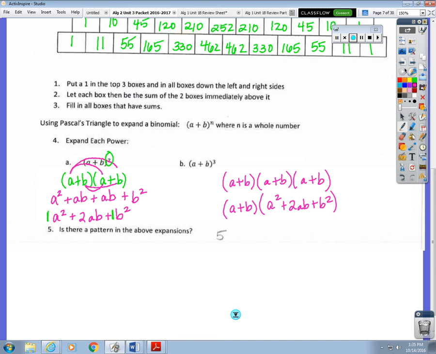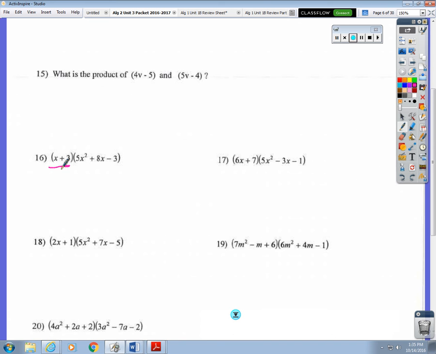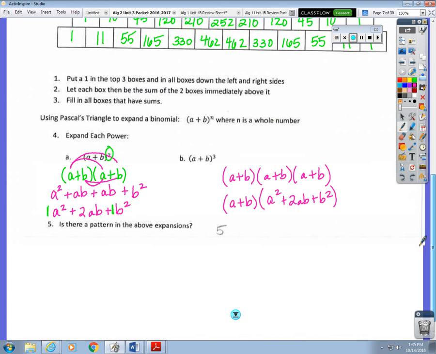Think back to what you did yesterday. Remember yesterday we had a problem like this, a binomial times a trinomial? Didn't we just start out by distributing the x to everything over there, and then we distributed the 3 to everything over there, and then we combined like terms? Well, that's what we're about to do.